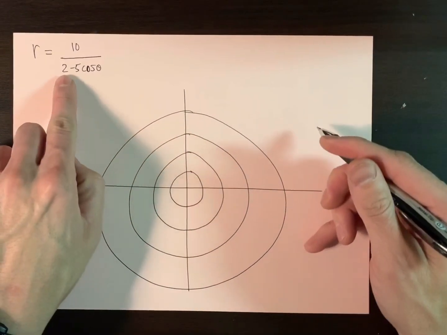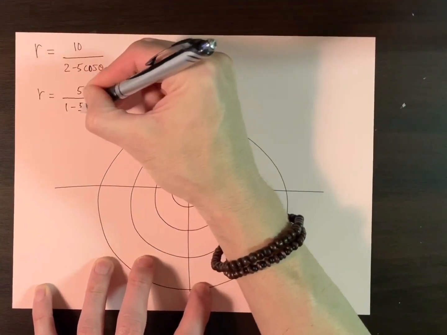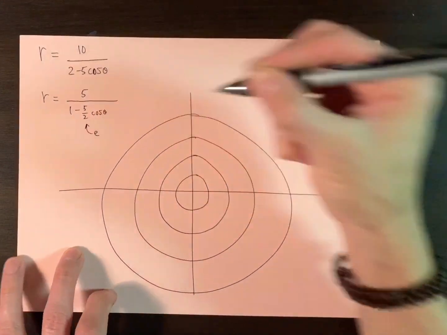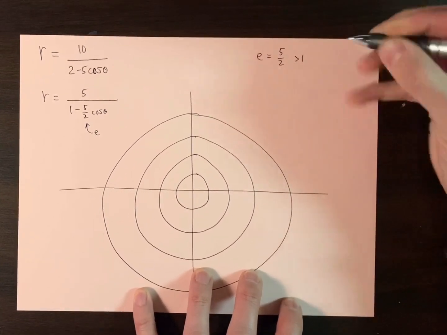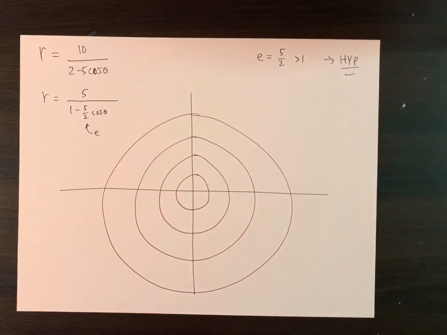So first of all, turn that into a 1. So divide everything by 2. There we have it. And now we can clearly see what E is. The eccentricity is 5/2, which is bigger than 1. So we are playing with a hyperbola.